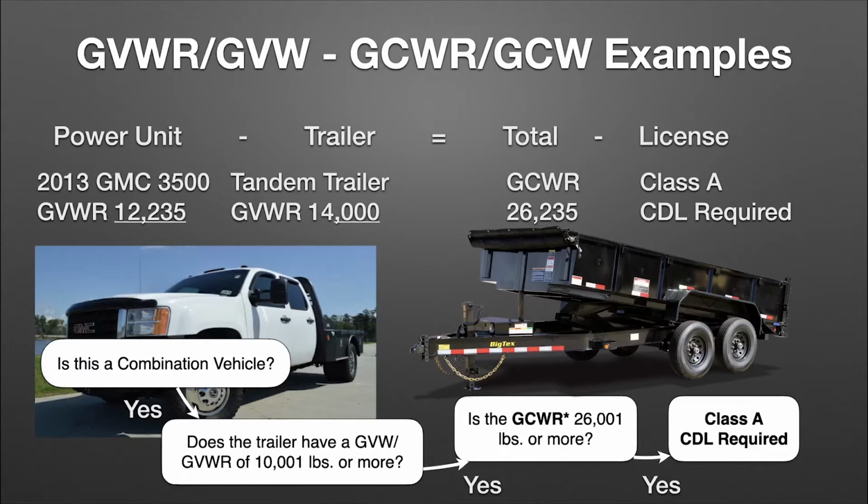Now 3500s today, they're going all the way up to about 14,000 pounds as a dually. And they kind of range from 13,200 all the way up to 14,000. The single wheel trucks that aren't dualies, the 3500 single wheels, are still right around 11,000 pounds.